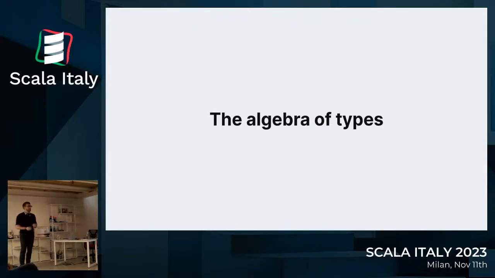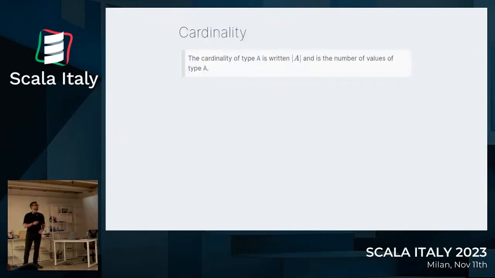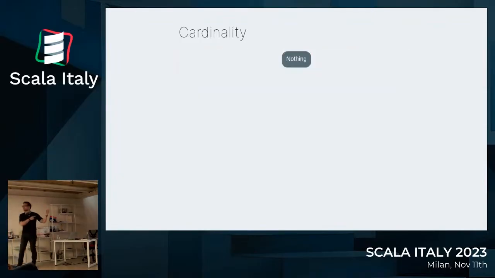Okay. So I've been saying algebraic data type this whole presentation, and I've not justified that term. Why are we talking about algebraic data types? Well, in order to explain that, first I'm going to have to explain what the cardinality of a type is. It is the number of values that a type has. So for example, the type Nothing, which we know in Scala. How many values does it have? None, right? No value, it's the empty set. So the cardinality of Nothing is 0.